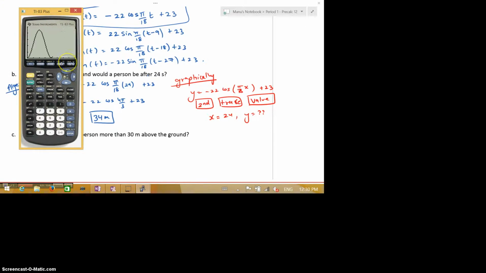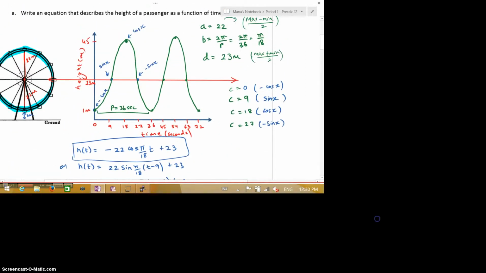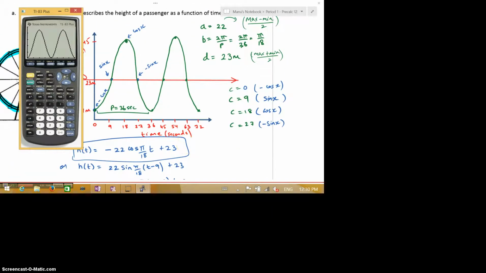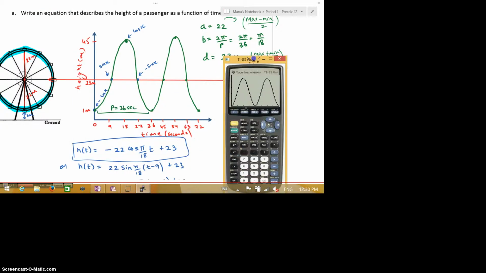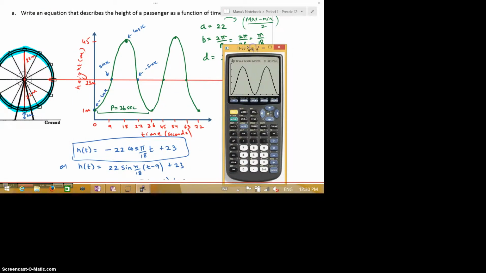Now when you graph it, your graph is going to be the exact same graph that we drew. We want to find out what's going to be the y value when x is 24, so I go second, trace, value. When x is 24 on this graph, what's going to be the y value? The y value is going to be 34. It tells you what the y value is. The y value is 34.